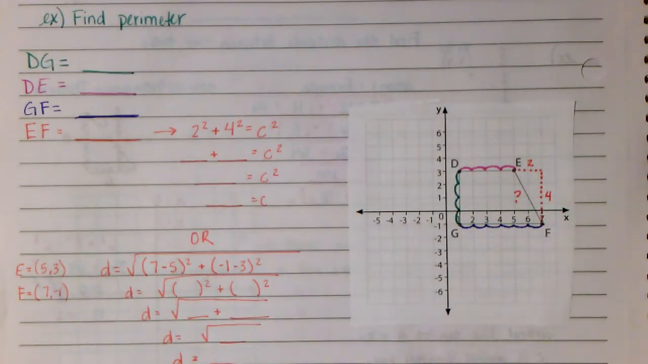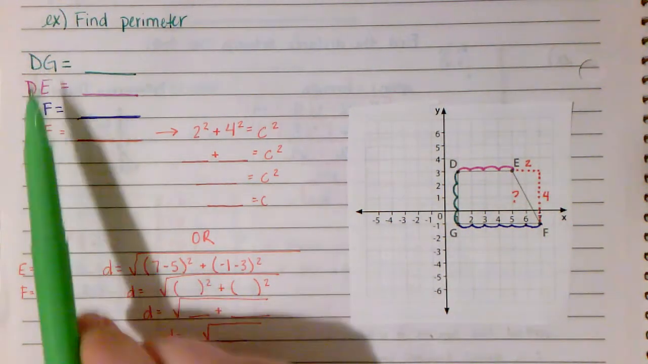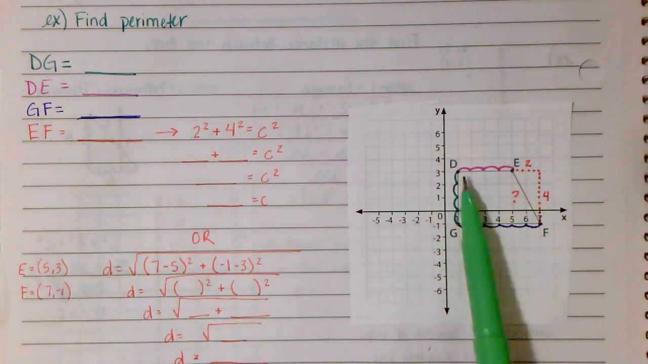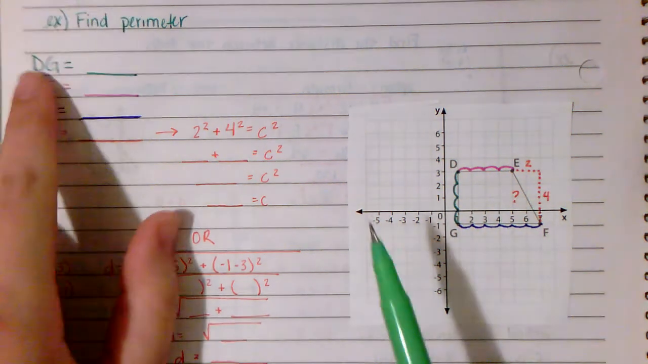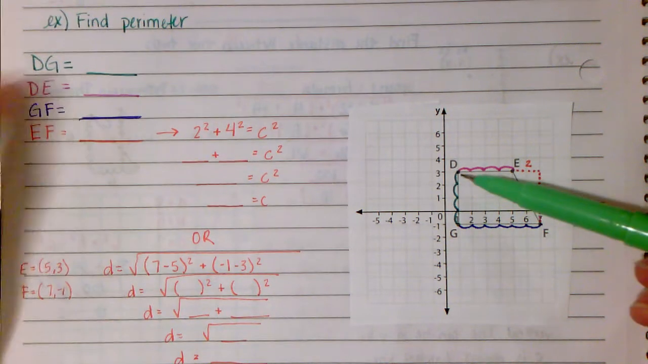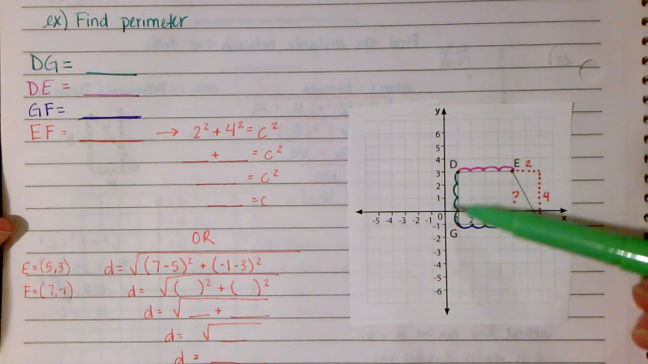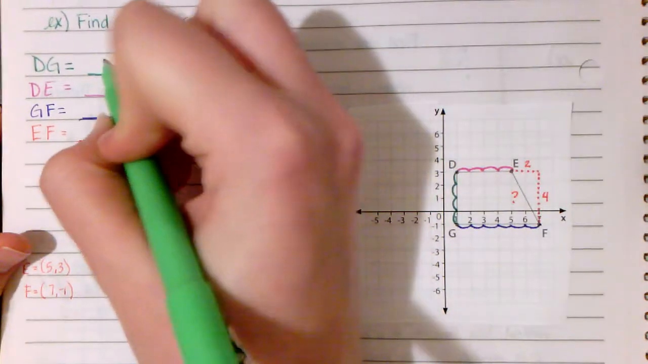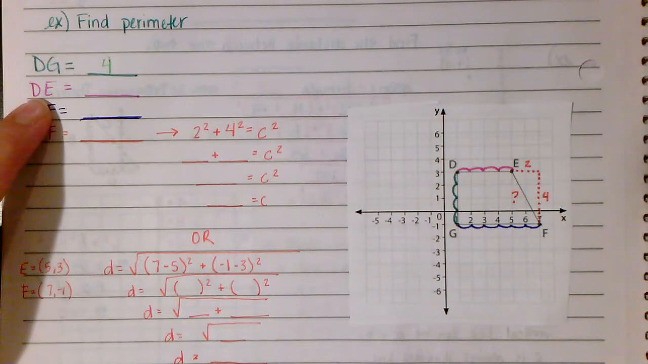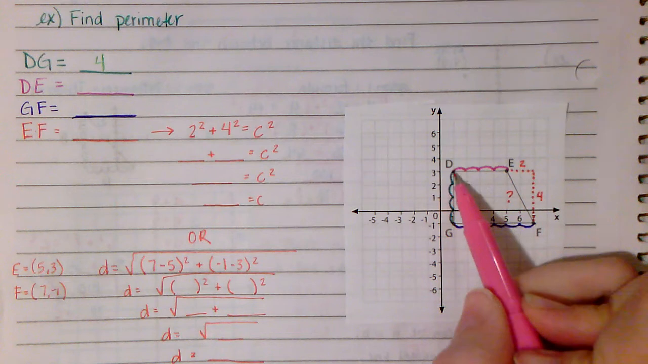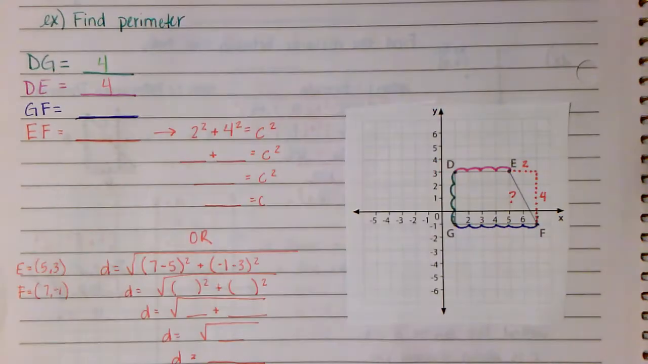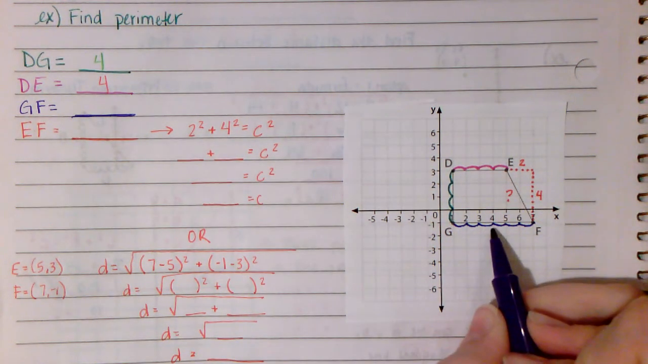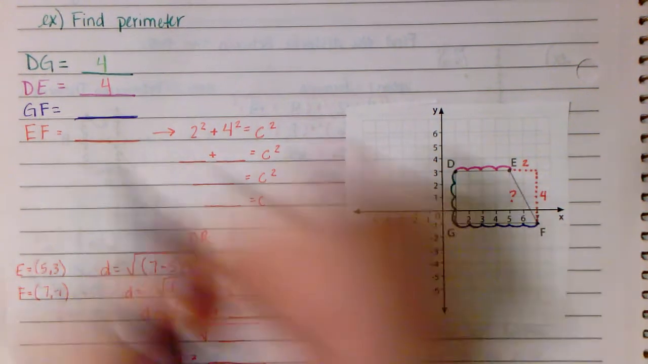Okay, so like I said, I have listed each line segment over here, and what I do is when I'm looking at my shape, I try to find all the straight horizontal and vertical lines, and I'm going to go for those first. So for DG, from point D to point G, this line segment is 1, 2, 3, 4 units long. For DE, this line segment is 1, 2, 3, 4 units long as well. For GF, this line segment is 1, 2, 3, 4, 5, 6 units long.